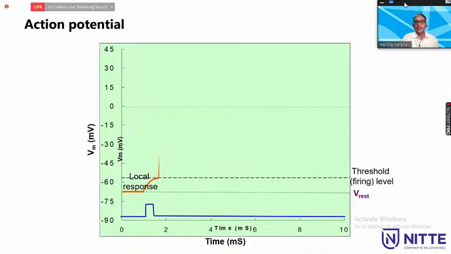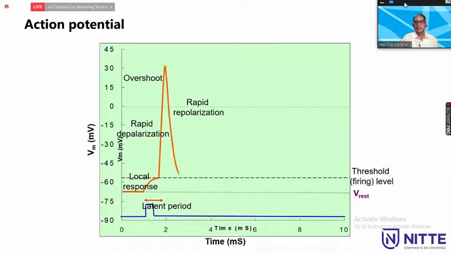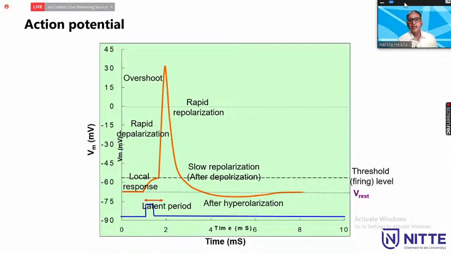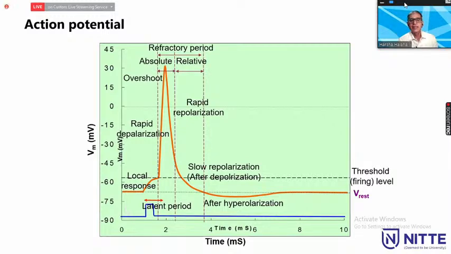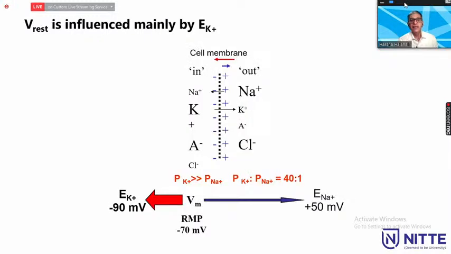An action potential has an initial small, slow response called the local response, and then a rapid depolarization phase, and then an overshoot. Part of it is an overshoot which goes above zero, and then there is a rapid repolarization phase where it comes back towards the baseline, and then a slow repolarization phase where it slowly returns towards the resting membrane potential. In fact, it sometimes dips a little, an after-hyperpolarization, and then stabilizes at the resting membrane potential. So these are the phases of a typical action potential.